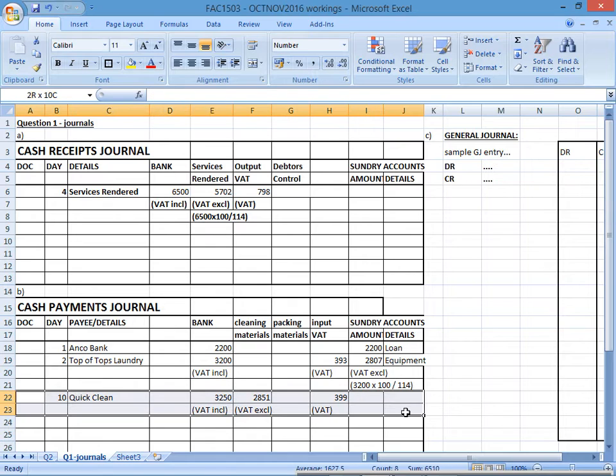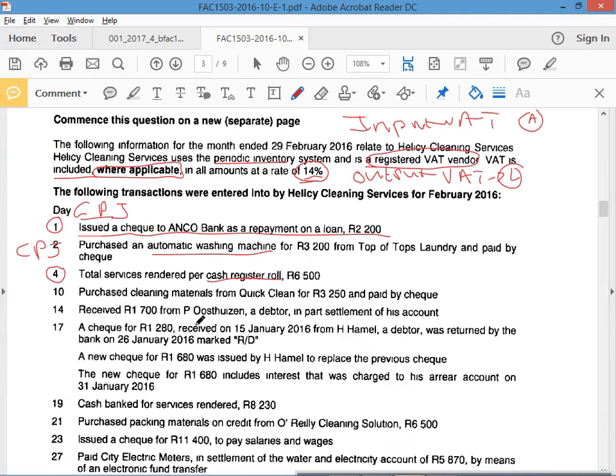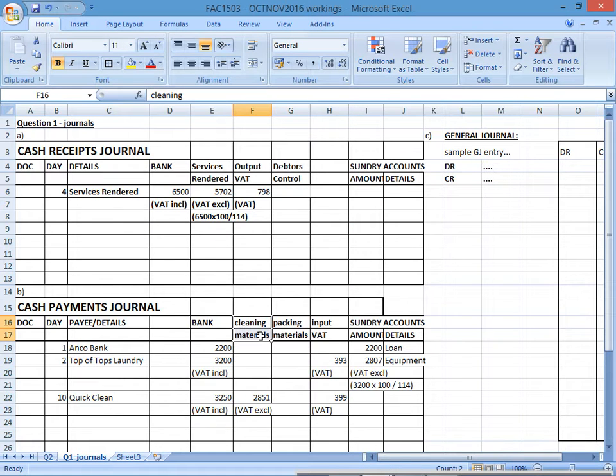And there's another transaction that we've recorded. Make sense? Question? The sundry accounts, when do we... Sundry account you only use if there are other accounts where I don't have a column. Okay, so what did I buy here with Quick Clean? I bought cleaning material. Do I have a column for cleaning material? Yes, there's cleaning material. So I use that column, I don't use sundry. If I didn't have this column, then I would use sundry. Okay.